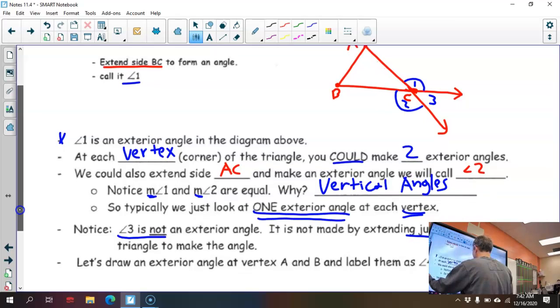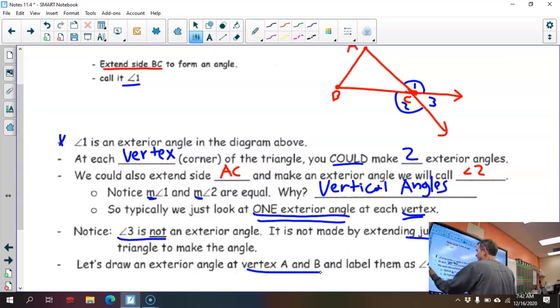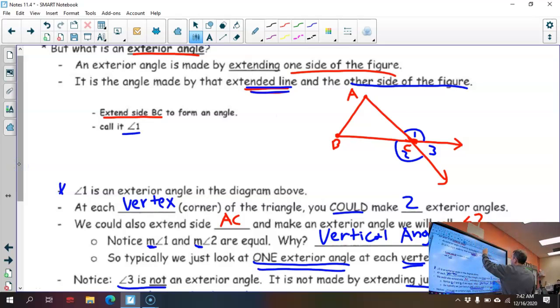So I thought, just for practice, we ought to draw an exterior angle at vertex A and B. And that would be done like this, right? All I do is extend one side. So maybe I extend this side, and that might be angle 4. Maybe I extend this side, and that would be angle 5. And angle 4 and angle 5 would be an example of one exterior angle at each vertex, right? Angle 4 is the exterior angle at B, and angle 5 is the exterior angle at point A.